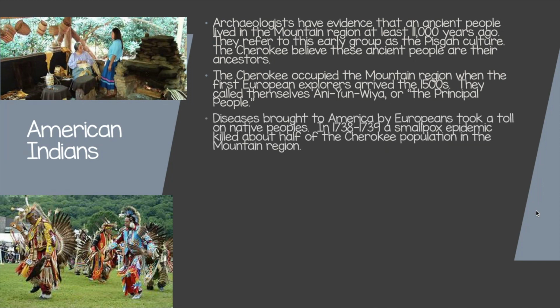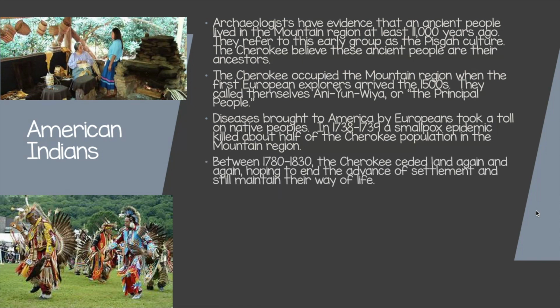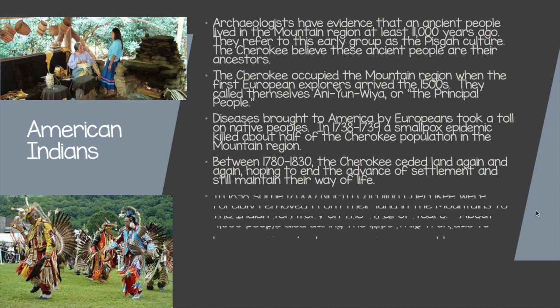Diseases brought to America by Europeans, though, did take a toll on the native people. And in 1738 to 1739, a smallpox epidemic killed about half of the Cherokee population in the mountain region. Between 1780 and 1830, the Cherokees ceded land again and again, hoping to end the advance of settlement and still maintain their way of life.